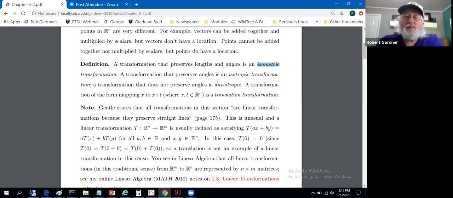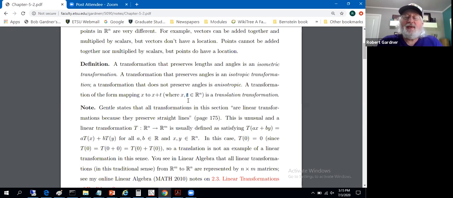A transformation that preserves angles is called an isotropic transformation. A transformation that doesn't preserve angles is called anisotropic. A transformation of the form that takes vector x to the vector x plus t, t also being a vector, say this happens in Rn, is called a translation transformation. So you're simply taking a vector and moving it using vector addition. I want to say moving it by an amount t. Need to be a little bit careful with how that's interpreted. We've seen pictures of this earlier.